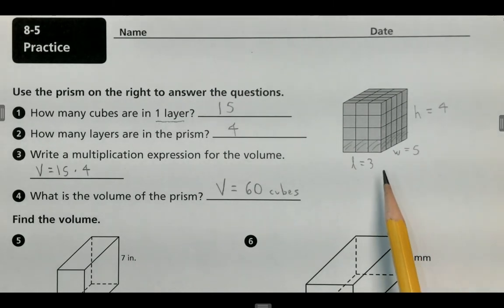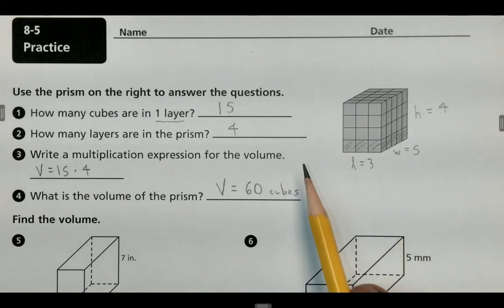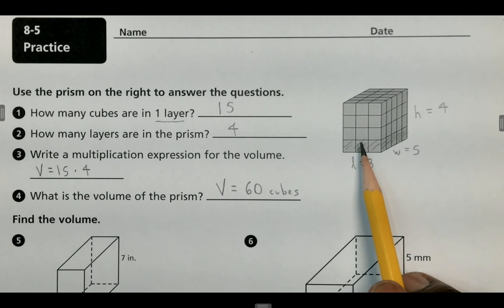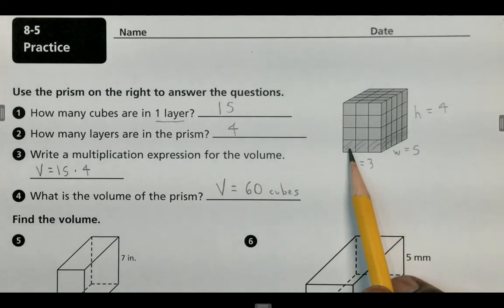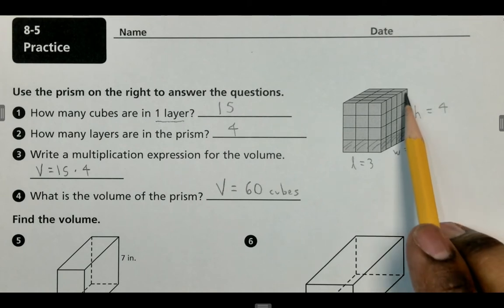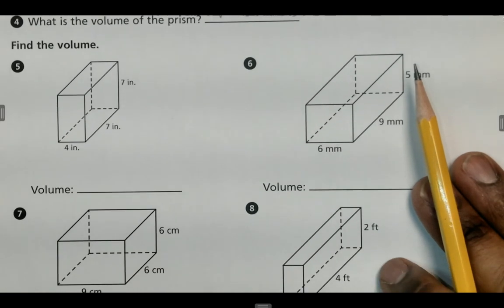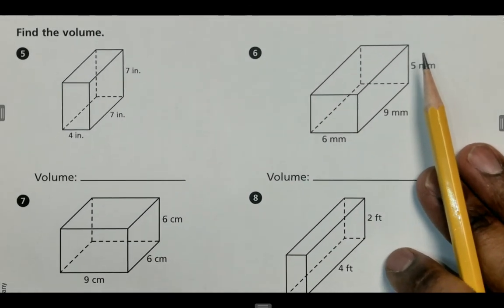So thinking about what we have done in this first example, we've looked at a rectangular prism. We've calculated the area of the base layer by doing length times width. And then we've multiplied that answer by the height. Let's apply that same approach to the rest of these practice problems.